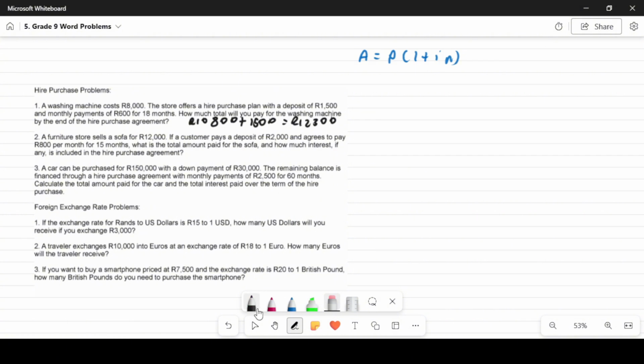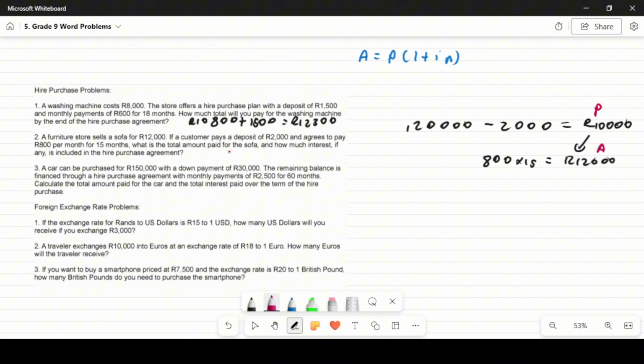A furniture store sells a sofa for 12,000 Rand. So they sold the sofa for 12,000 Rand. If a customer pays a deposit of 2,000 Rand and agrees to pay the rest of the amount for 800 Rand per month for 15 months, then what is the rest of the amount? It's 10,000 Rand. So therefore this is your P value, and then that 800 multiplied by 15 will give you your A amount, which is 12,000 Rand.